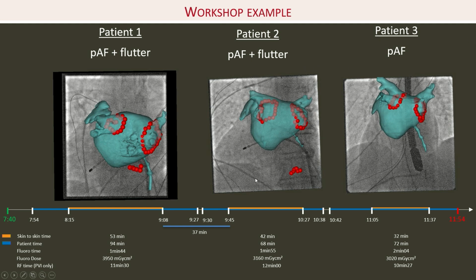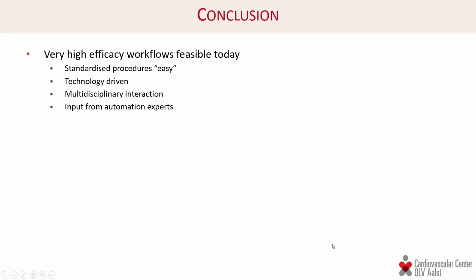You need to achieve, in blue, a stable inter-procedure time. It doesn't matter if your procedure differs. The first case, this is an example of a workshop we gave. The first case is AFib plus flutter, the second case as well. Of course, they last a bit longer than the simple paroxysmal, but the time between the procedures is exactly the same. In conclusion, today very high efficacy workflows are feasible.